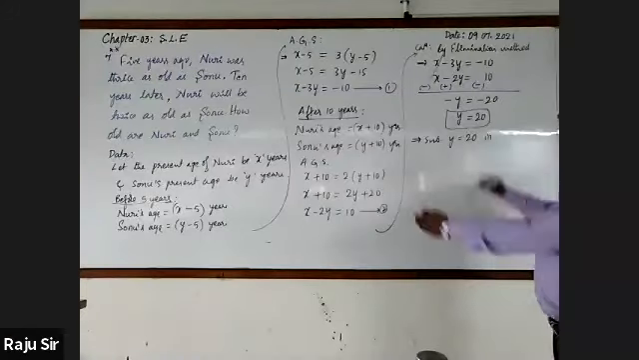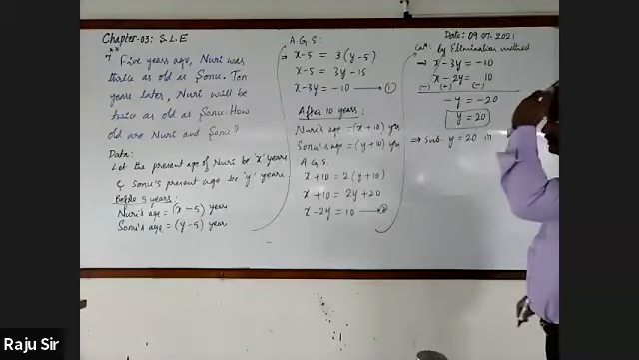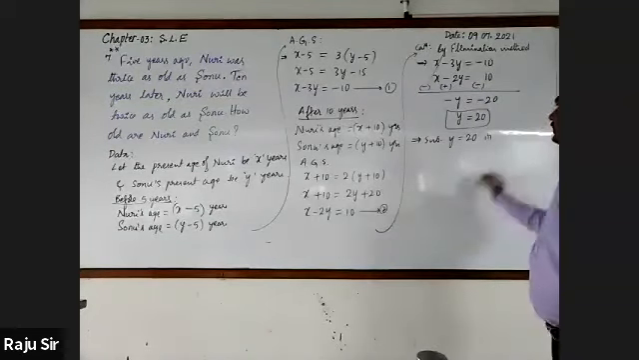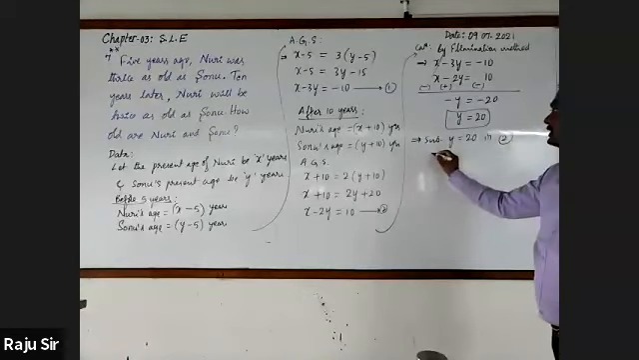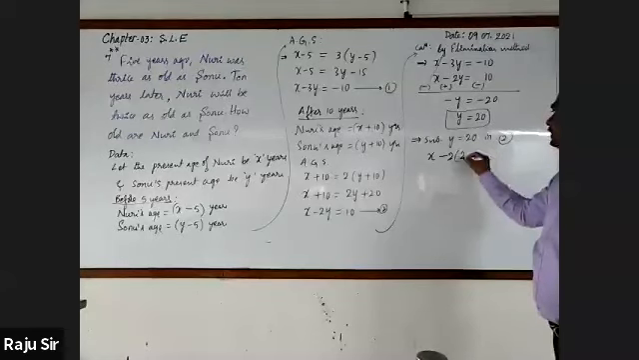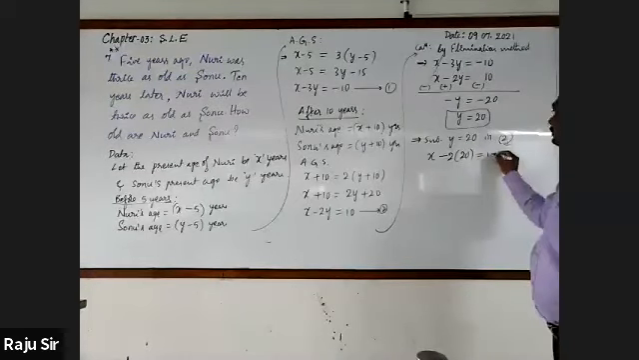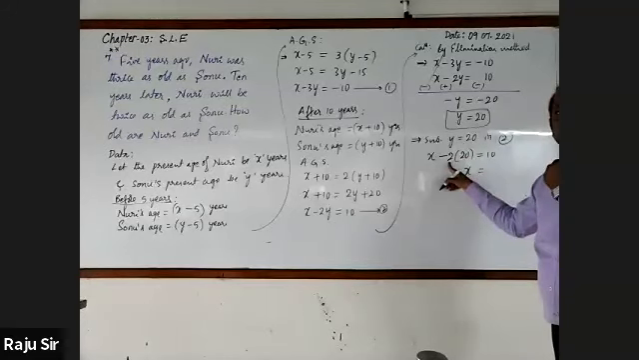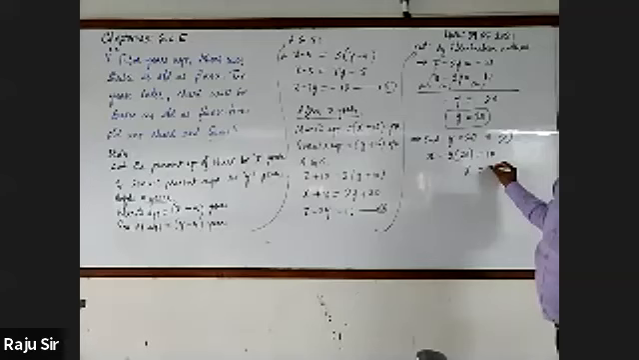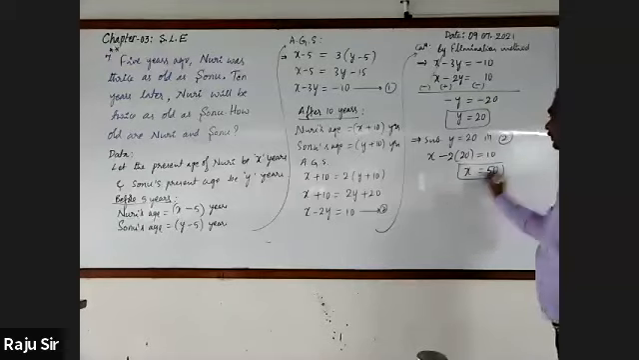Now, y is equal to 20. Put it in any one of the two equations. Let me take the second equation. Second equation is x minus 2y equal to 10. X minus 2 into 20 is equal to 10. So x is equal to minus 40 plus 10, so x is equal to 50.